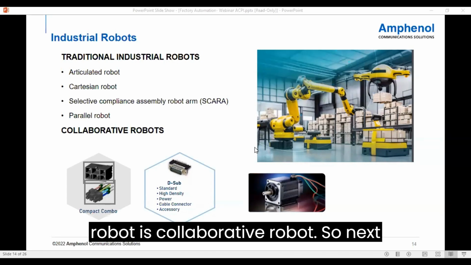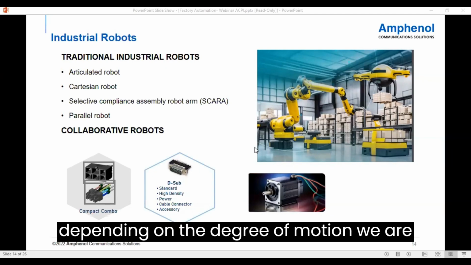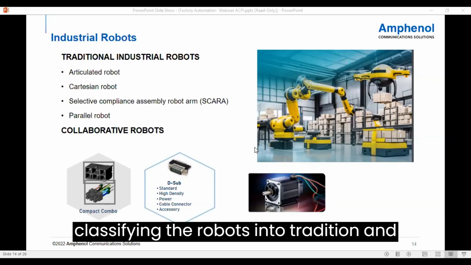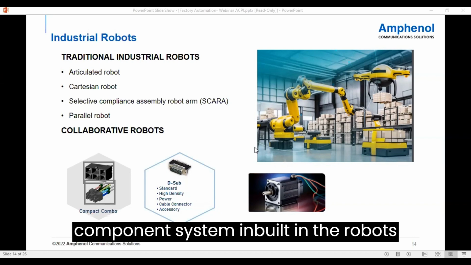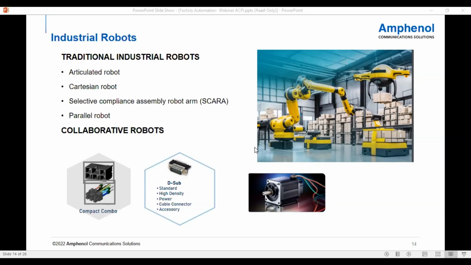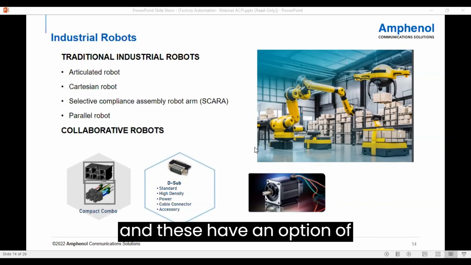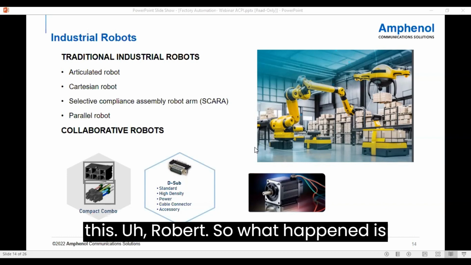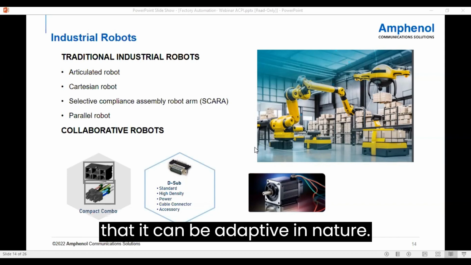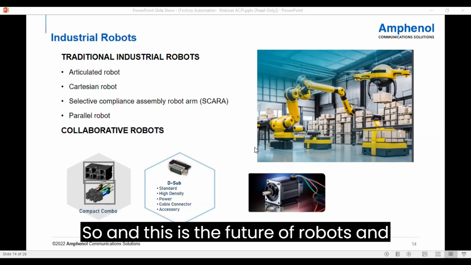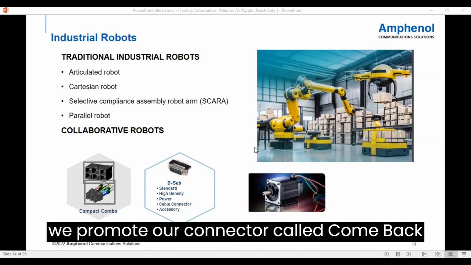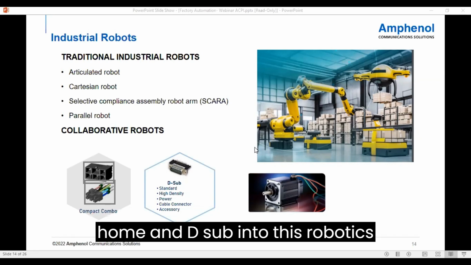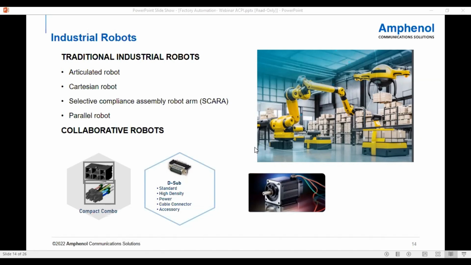Next robot is collaborative robots. Depending on the degree of motion, we classify the robots into traditional and collaborative. Collaborative robots are standard robots with integrated sensors, a vision system, and passive component systems built in. They have an option of integrating artificial intelligence, so they can be adaptive in nature. This is the future of robots, and they are also known as cobots. We promote our connectors, Compact Home and D-Sub, into this robotics segment.